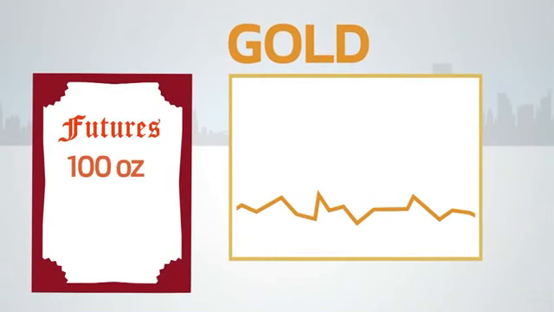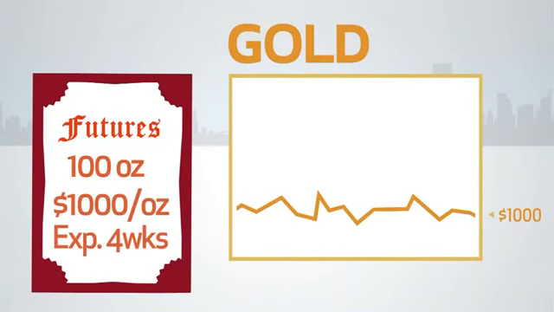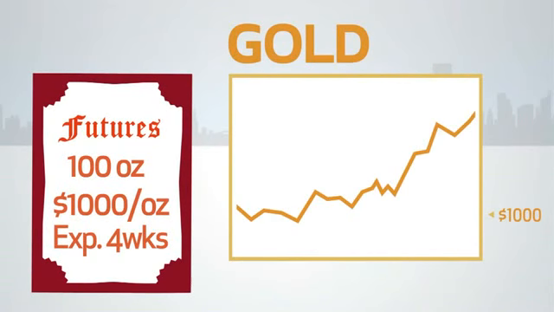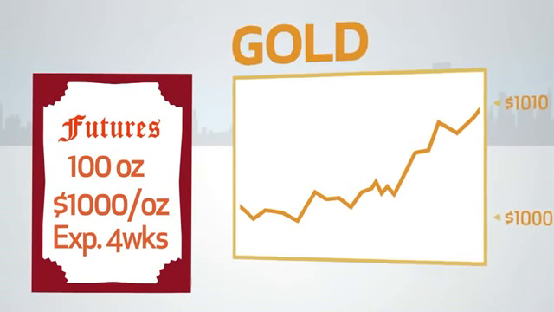Now let's look at a futures contract from a trader's perspective. Assume you had one futures contract to purchase 100 ounces of gold at $1,000 an ounce in 4 weeks' time. Now let's fast forward. The value of gold has jumped up $10 an ounce. Your investment has increased in value because the terms of your contract allow you to purchase gold at a price below market value. How much would this contract be worth?